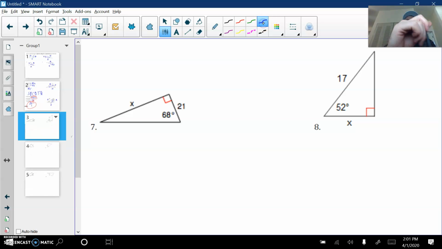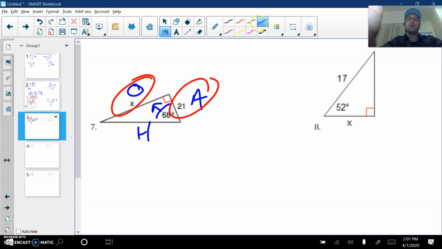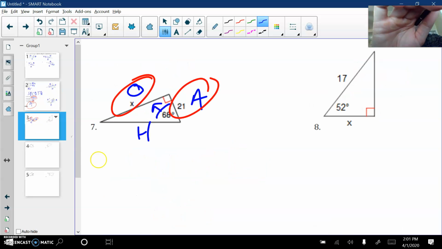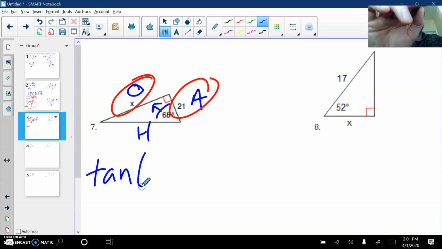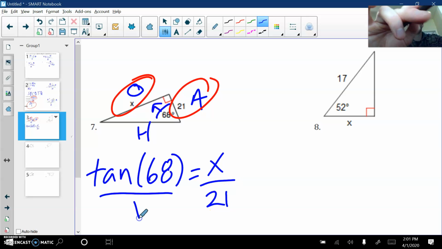Okay. The backside probably caused some more trouble here. All right, when we're solving particular ones where we have to divide, but that's not going to come up just yet. All right. So if 68 is my reference angle, this would be the opposite side, this would be the adjacent side, and this would be the hypotenuse. So I'm looking at O and A. Those are my two givens. Okay. So if I have O and A, that means TOA. So I'm going to use tangent. So I'm going to say tangent of the angle 68 equals O, which is X, over A, which is 21.